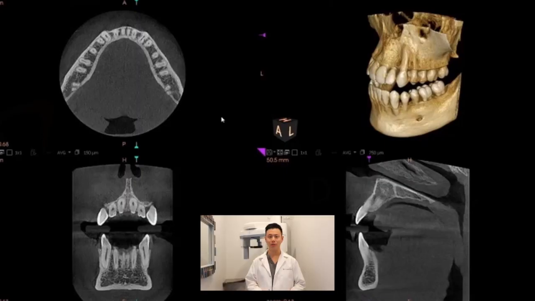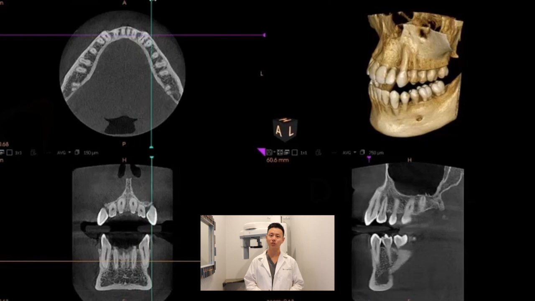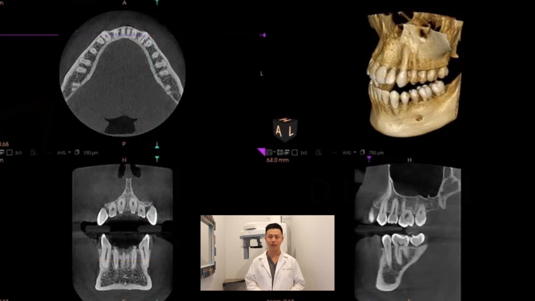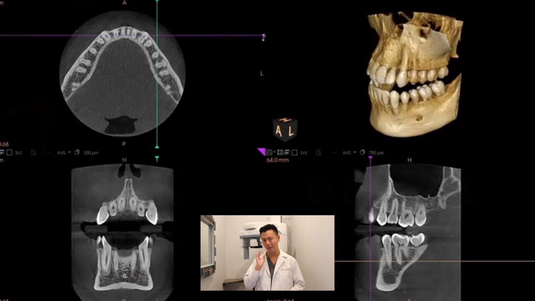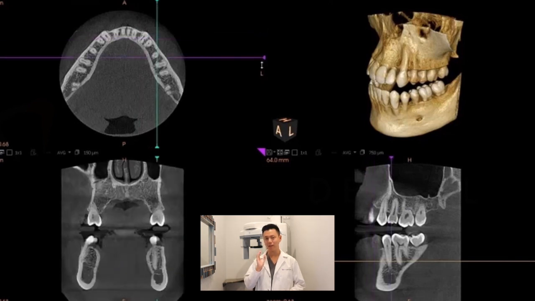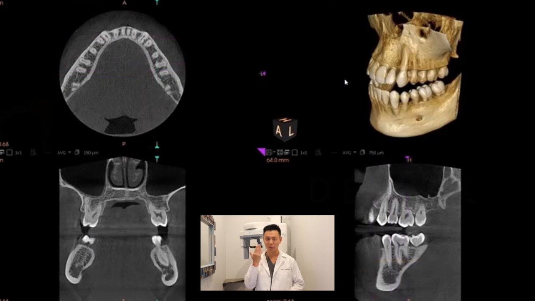A dental cone beam CT scan, or CBCT, helps us to visualize your entire jaw in a 3D image. This helps us to avoid any kind of vital structures like we were talking about before. And it also helps us to visualize exactly how much bone you have in the area so that we can determine exactly where to place that implant so that it could be in a stable and ideal position.